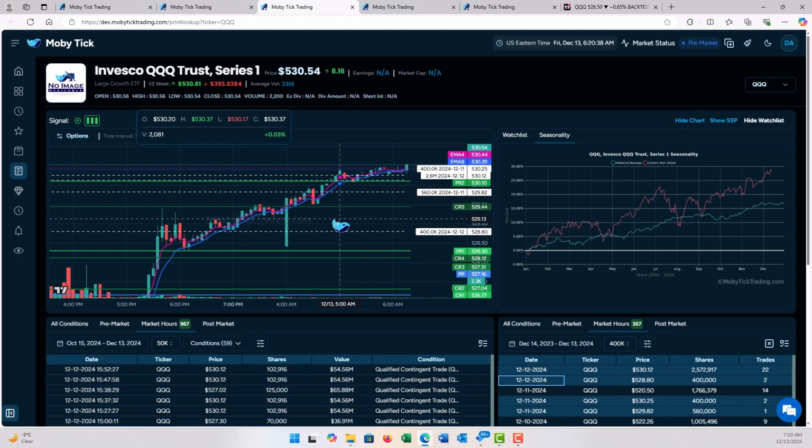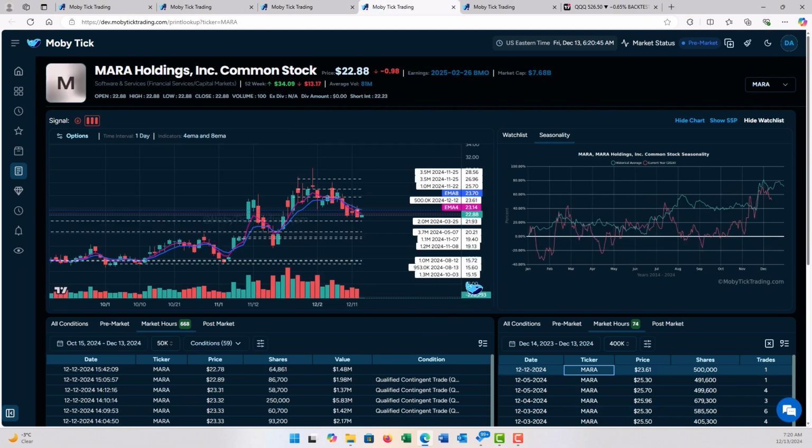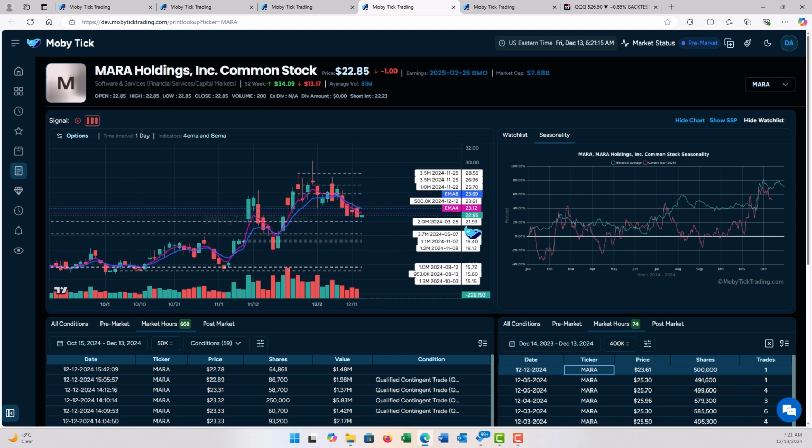The next one that I wanted to look at was MARA, and MARA does Bitcoin mining. So here are some of the larger prints. There was a new one from yesterday, 500,000 at 23.61, and we can see that one here, and we're down a little bit. There are some big prints here, so on the daily there is a bit of room if we move down between these prints, things like that.